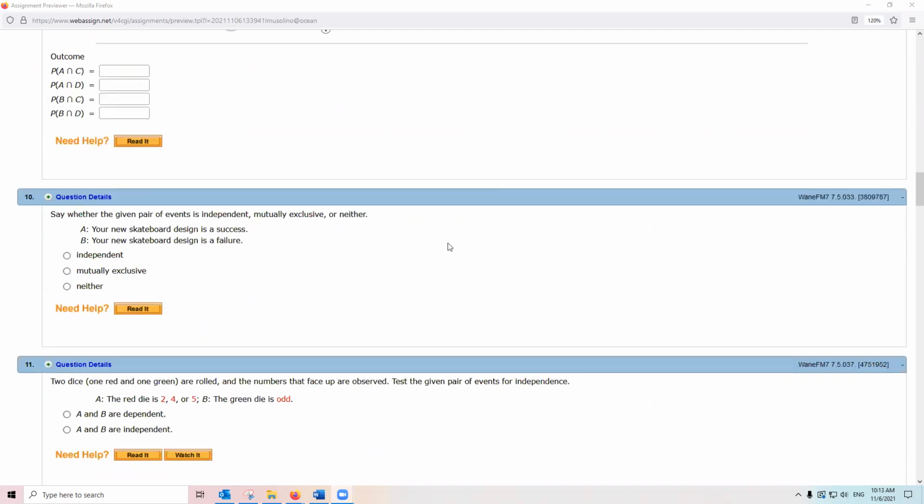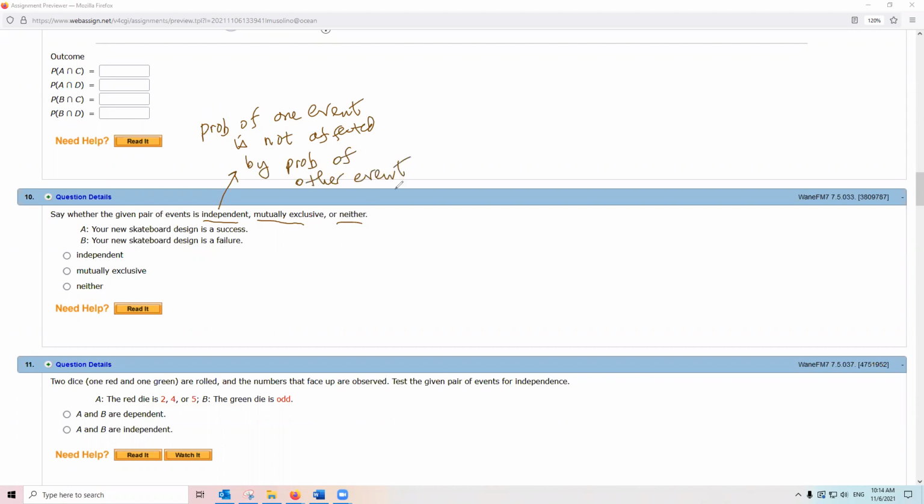Let's go to number 10. All right, so number 10 is asking me, are these events independent, mutually exclusive, or neither? Well, of course, before I can answer this, I have to know what are the definitions of independent and mutually exclusive. Well, independent means the probability of one event is not affected by the probability of the other event. Right? It means the 2 events are totally unrelated.